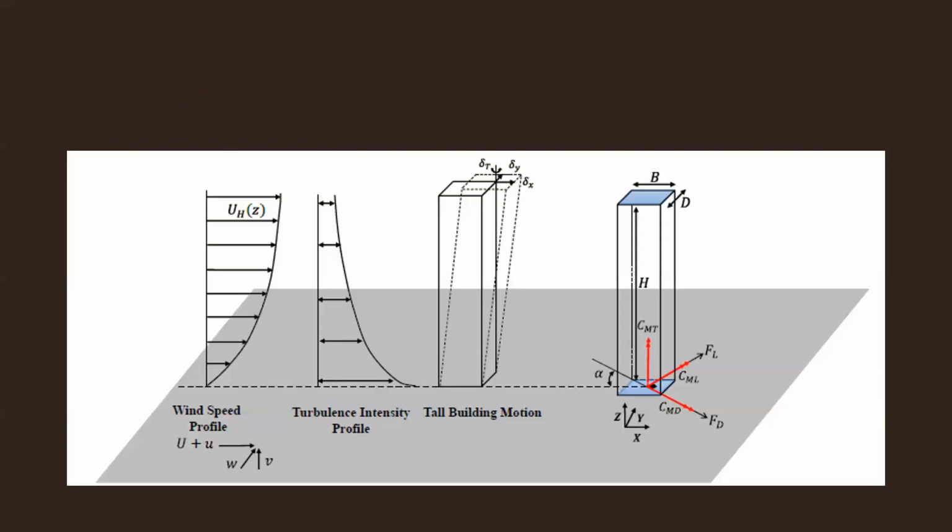As we can see from this chart, we have several pictures which depict the instability of buildings under wind-induced vibrations. Here we have the wind speed profile, and we can see how, as we increase in height, the wind speed increases as well, while the turbulence decreases. When we have the tall building motion, as we can see in this picture right here, this can affect the building by moving it sideways, thus causing occupant discomfort.